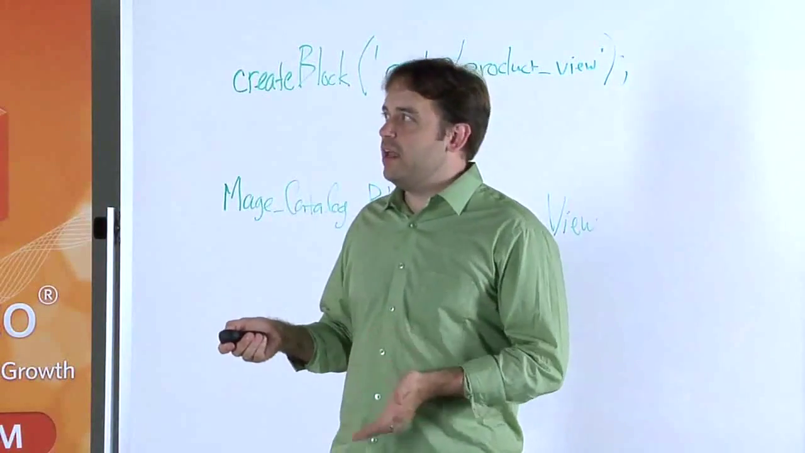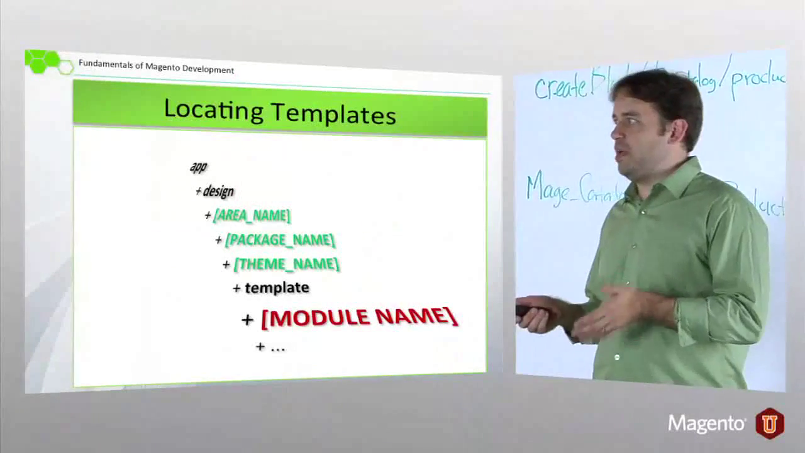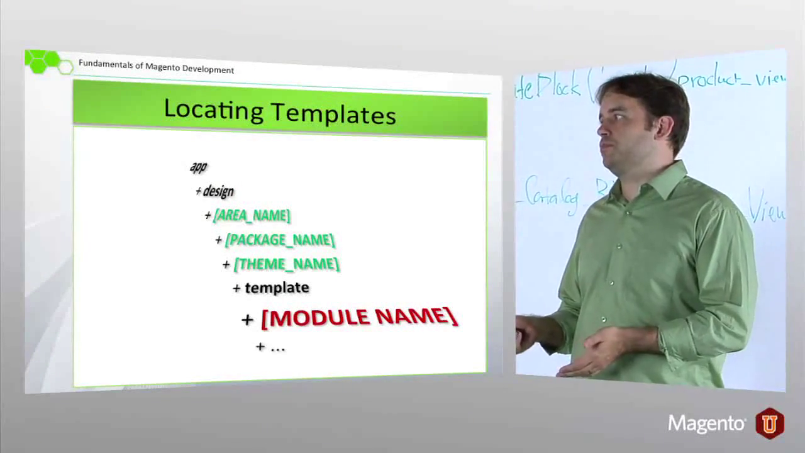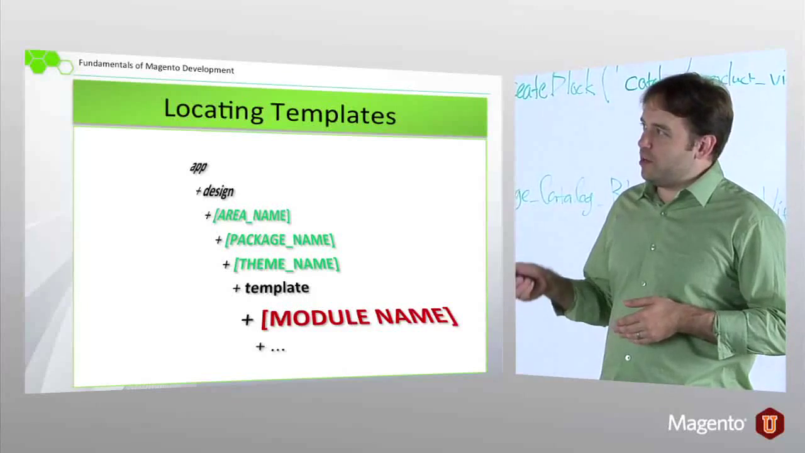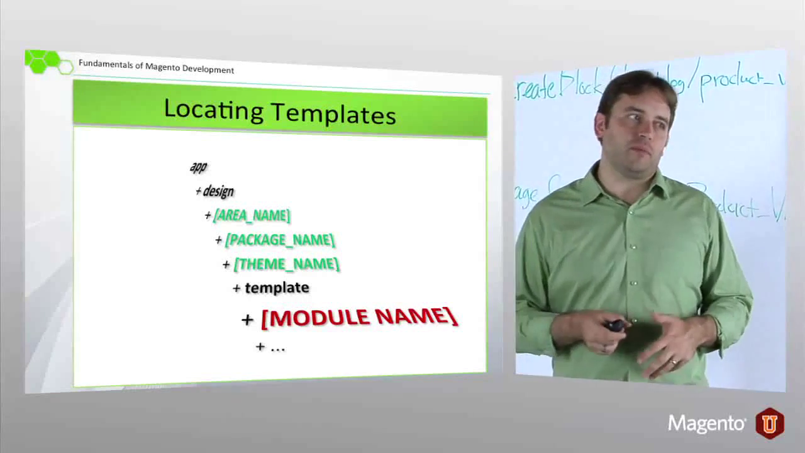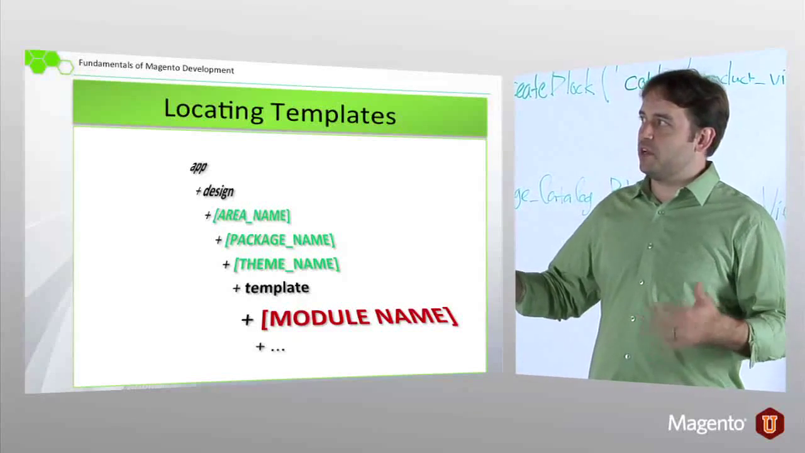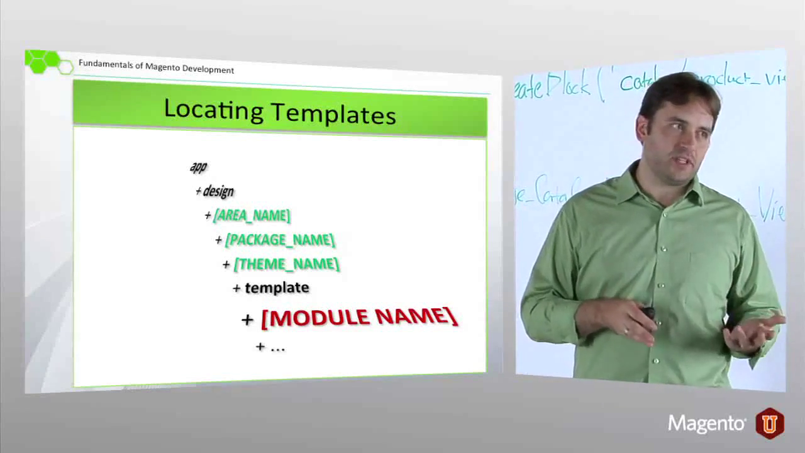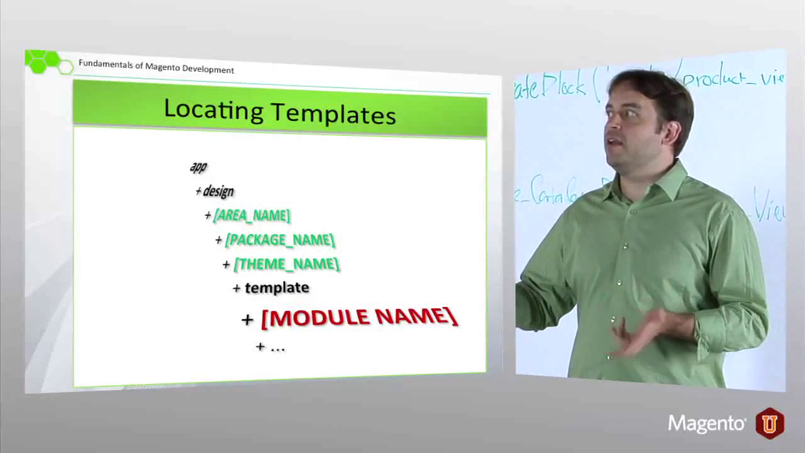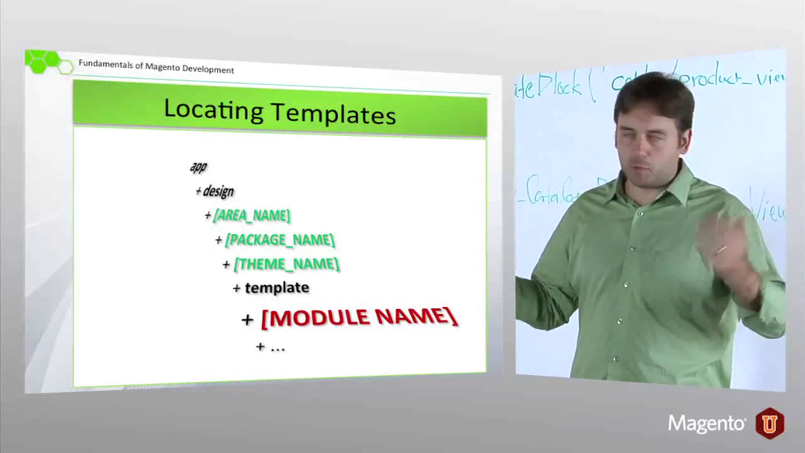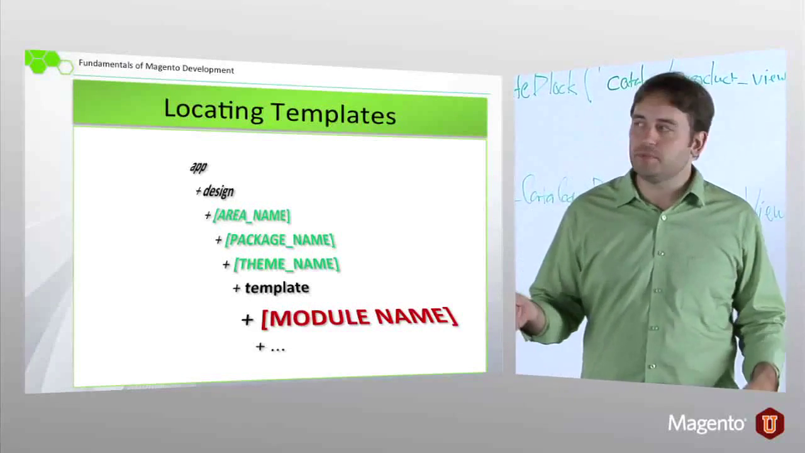But for right now, to find templates in Magento, you would look under App Design, and then an area name, package name, theme name, template folder. I know this is a frustrating hierarchy to remember, but generally if it's a front-end template, so customer-facing, it'll be App Design Front-End, and if it's an admin template, it'll be App Design Admin HTML. Those are area names, simply.